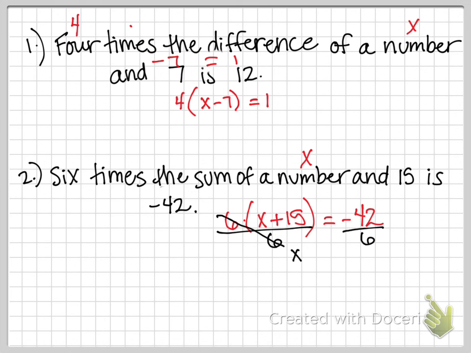So x plus 15 equals negative 7. What do we get? X equals? Do the math. Bring it over. Add 15. Combine and keep the sign.